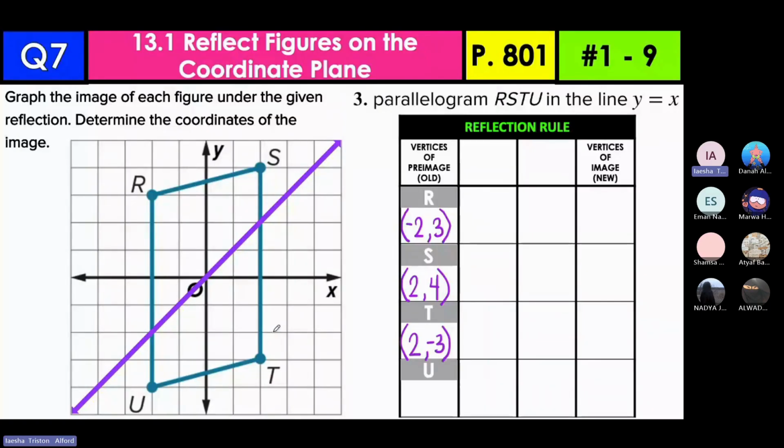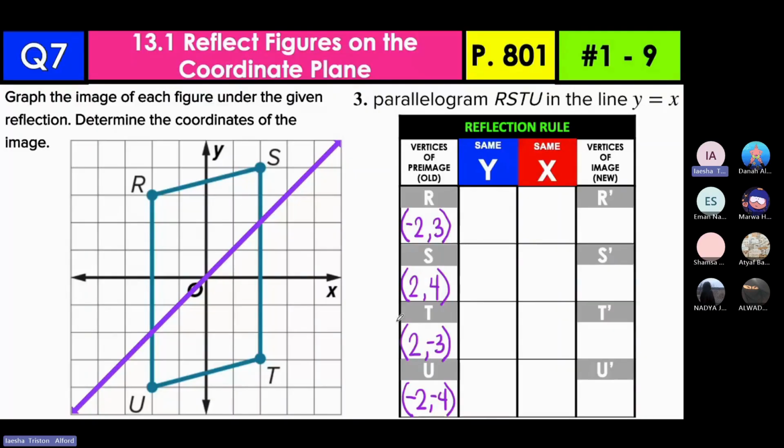And where is U? -2 and -4. So 2 units left, 4 units down. Once you have that, you're ready to find the primes. Keep the same y, keep the same x. So what's the same y? +3. Same x? -2.